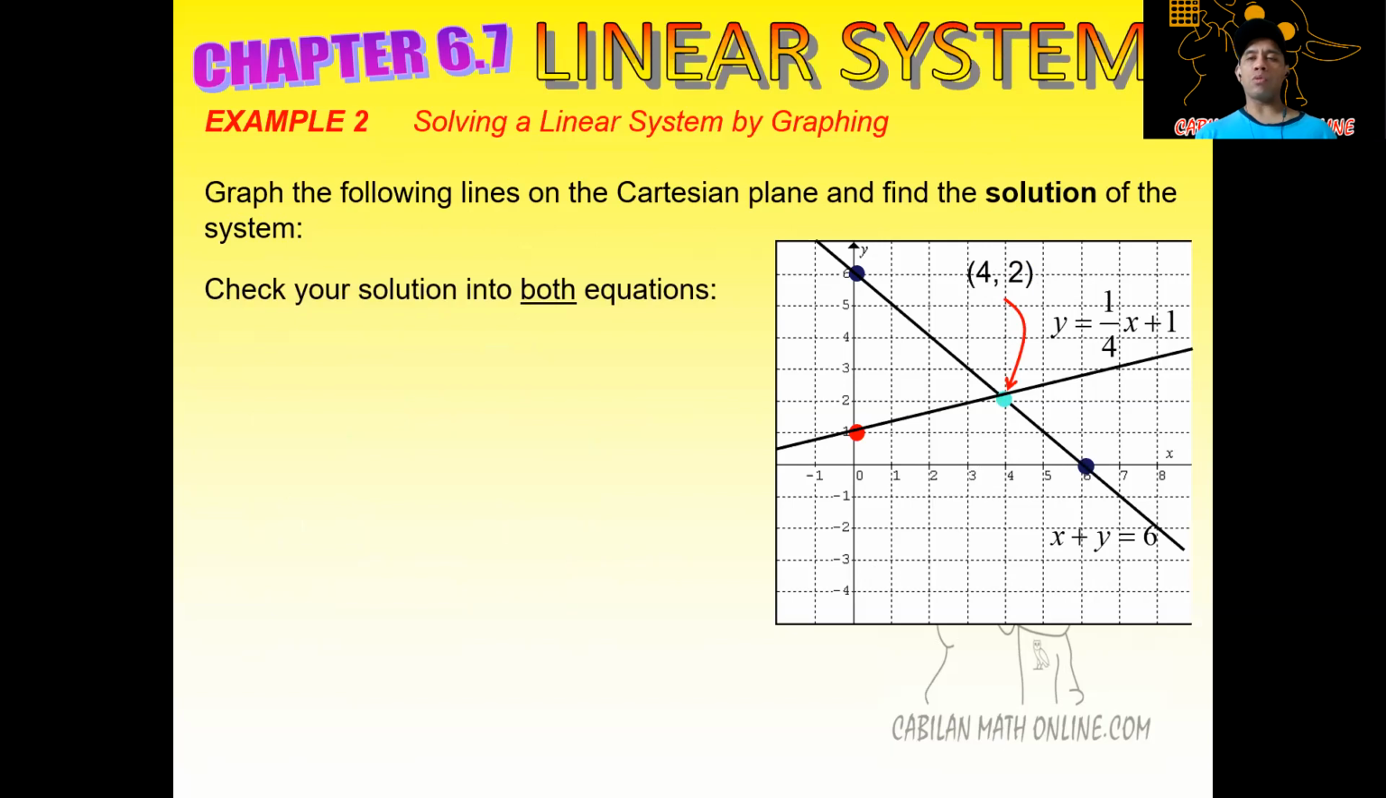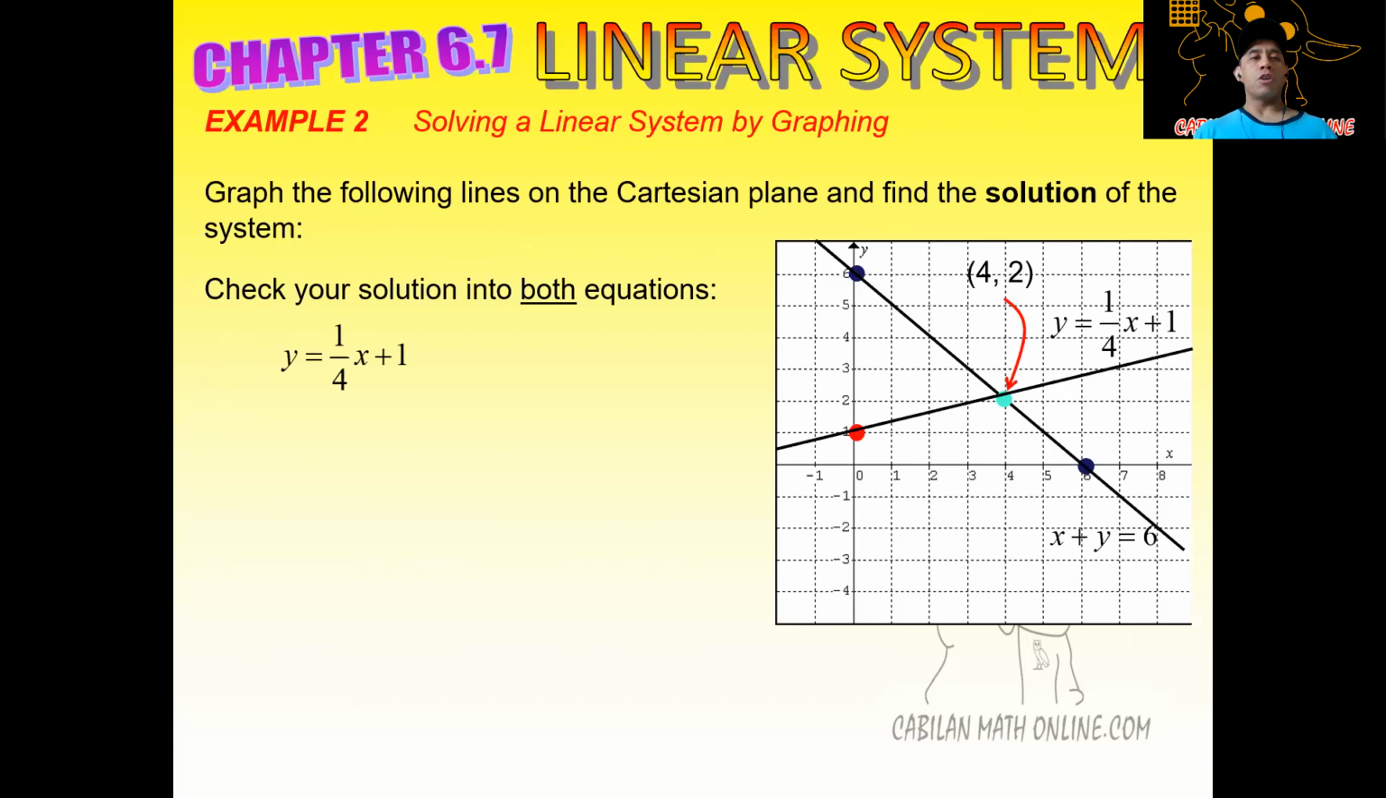So what we're going to do is perform a left side, right side check, which you were introduced to back in chapter 4. Not only do we have to do it for one equation, but we actually have to do it for both. So we're going to see two checks here. In order for this solution to be true, it has to check into both equations that we use in this question.